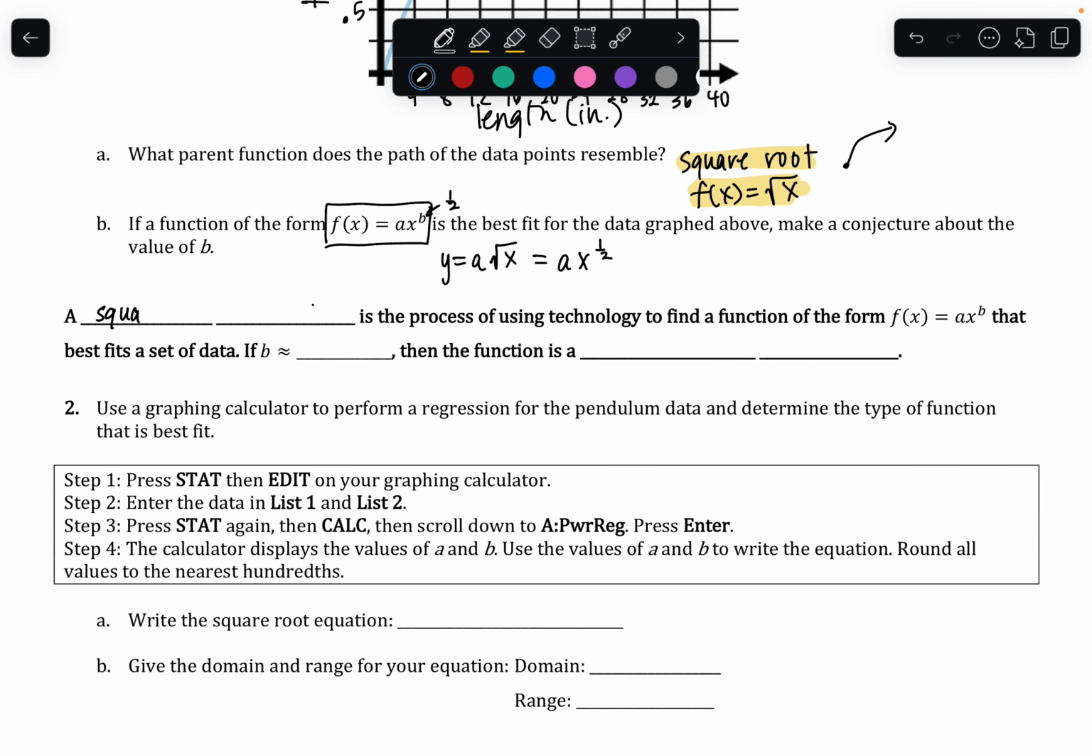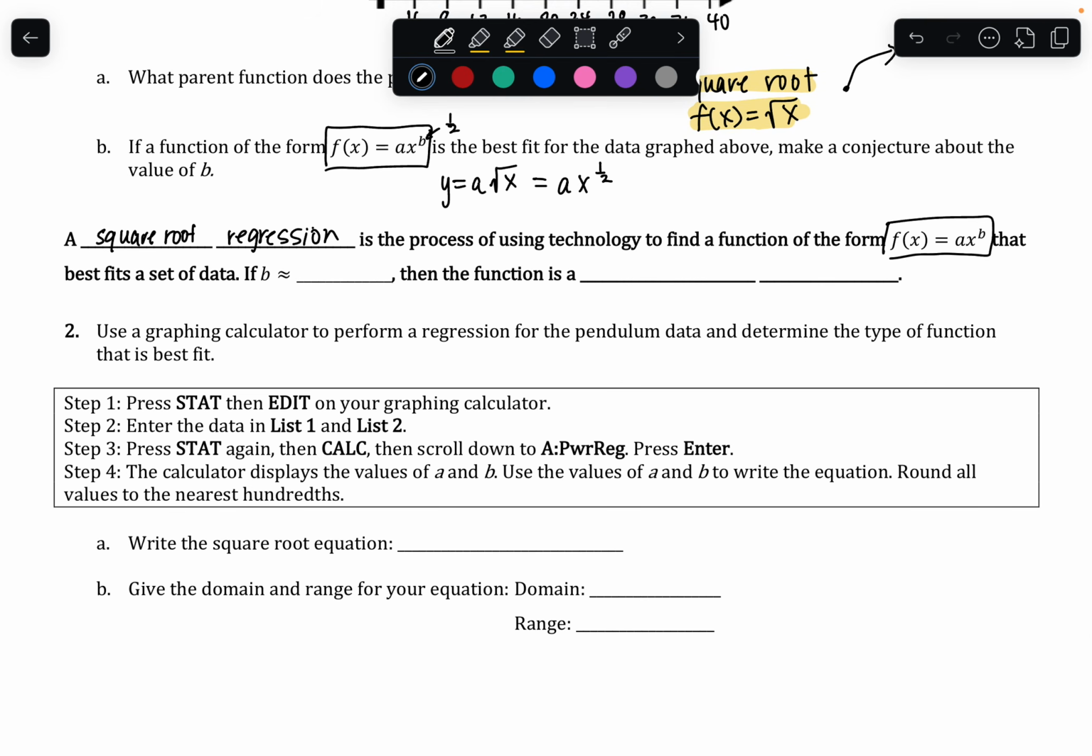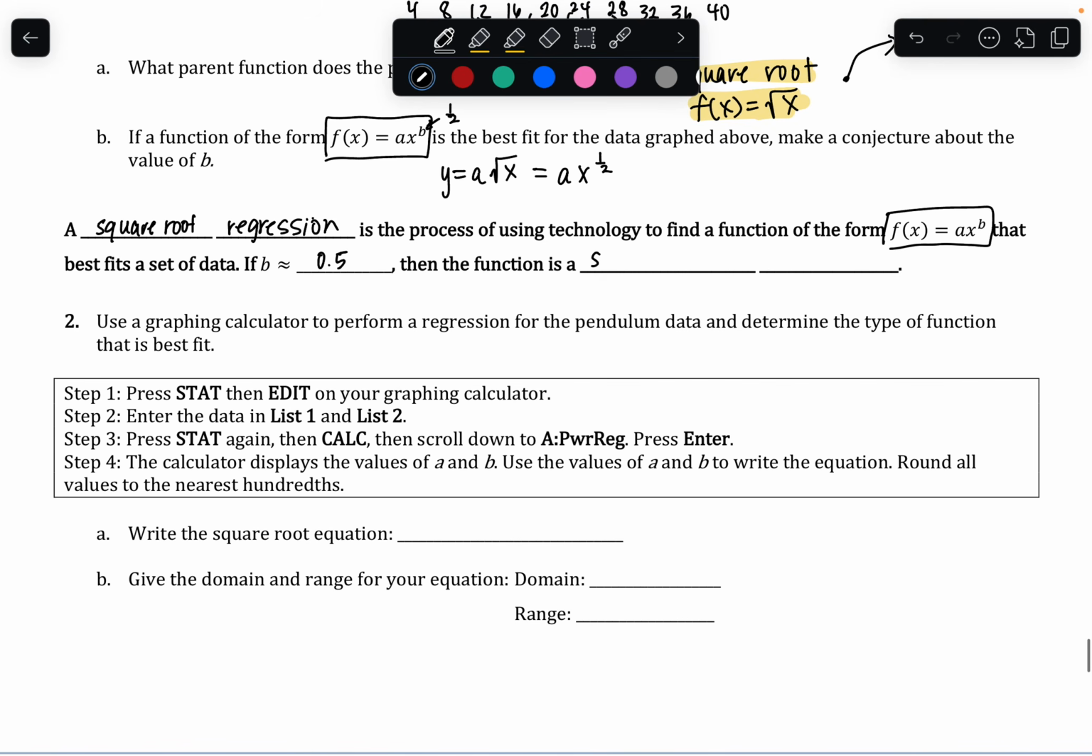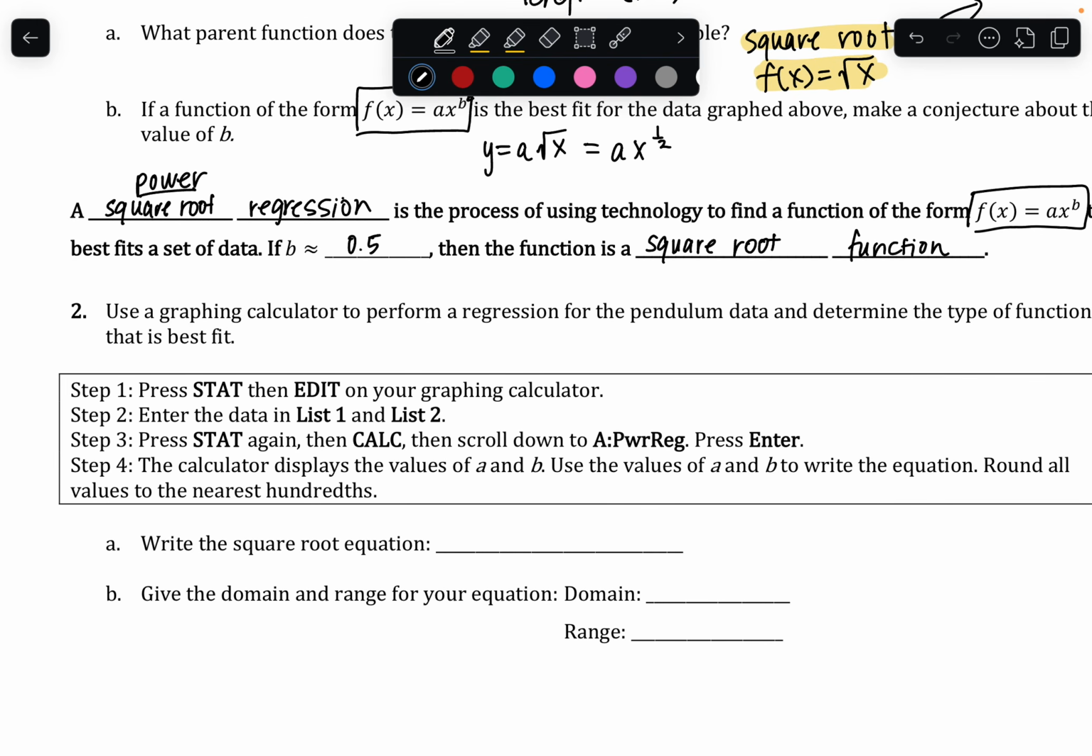A square root regression is the process of using technology to find a function of this form so that it best fits a set of data. If b is 0.5, then the function is a square root function. Because your calculator calls it a power regression, I want you to write the word power above square root regression: power regression.